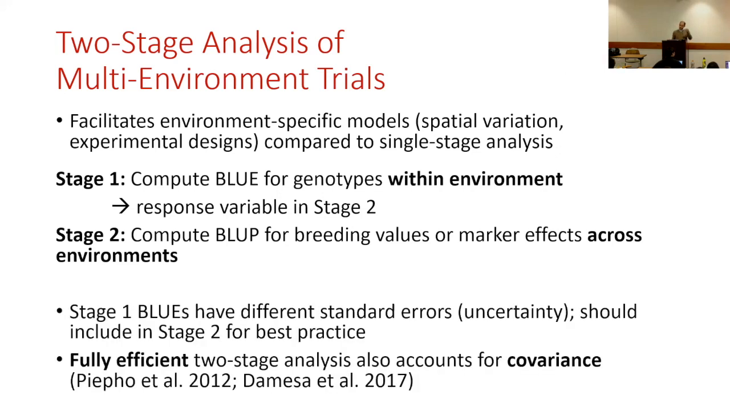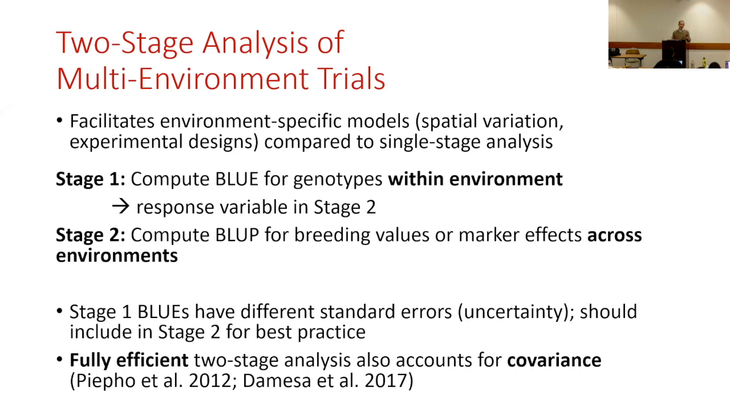But in this process, when you compute these BLUEs in each environment, that boils everything down to a single number for that genotype, and you lose the information about what the uncertainty or the standard error of that estimate is. And really, for best practice, you should try and propagate that information into the stage two. That's considered best practice, and I want people to be aware of that.